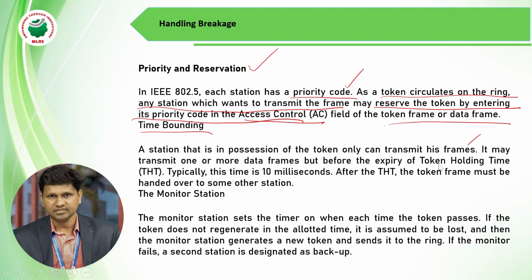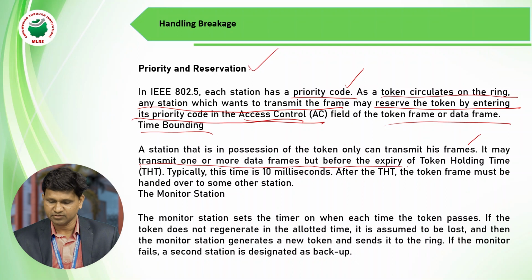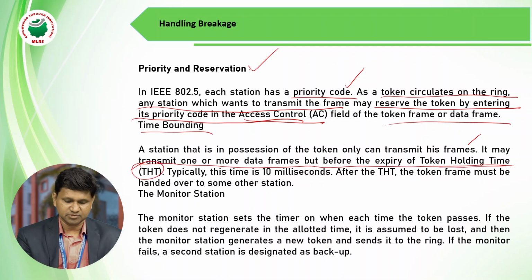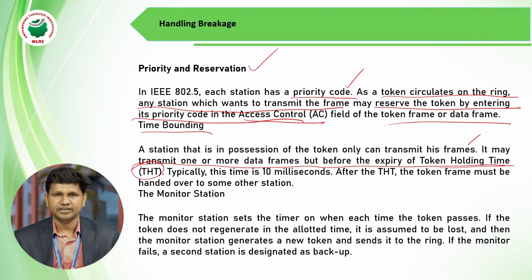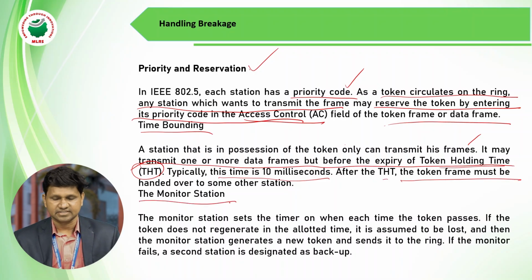After the special frame is sent by the user, the station can transmit one or more data frames, but before the expiry of the token holding time. Within that time period only, the data will be transferred from source to destination. Token holding time: typically this time is 10 milliseconds. After the THT, the token frame must be released to the monitor station.